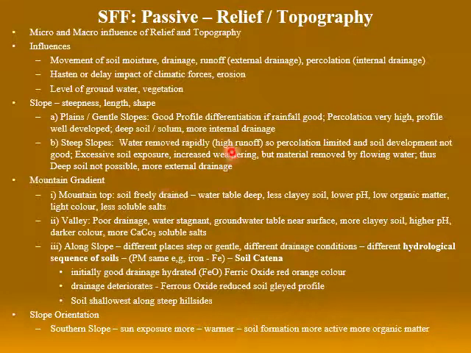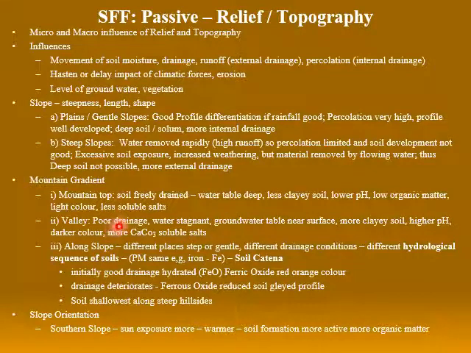External drainage is more common because percolation is limited. Besides the slope, the mountain gradient is also important, because the mountain top will have less deep soils, because the water will be drained off freely. So the water table will be very deep. So this will lead to low organic matter and low salt.